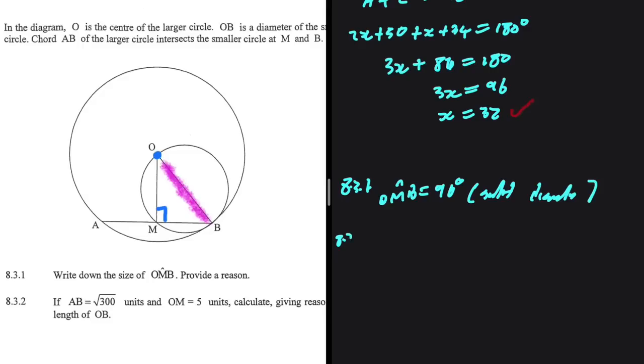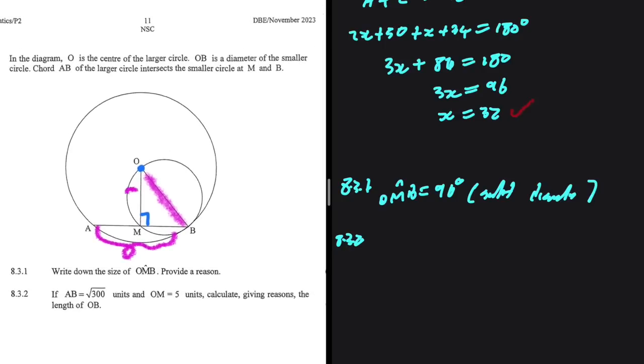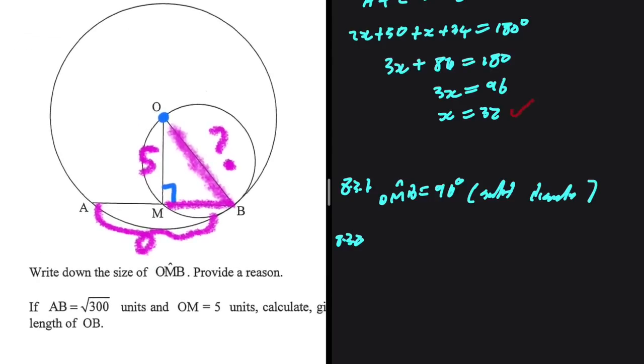The question that follows, 8.3.2: if AB is equal to square root of 300, so this entire AB is square root of 300, and OM is 5 units, calculate, giving reasons, the length of OB. We want to find OB. It seems like we can use the theorem of Pythagoras here because we have an angle of 90 degrees. But can we find the length of MB? If we have the length of MB, then we can find OB using the theorem of Pythagoras.